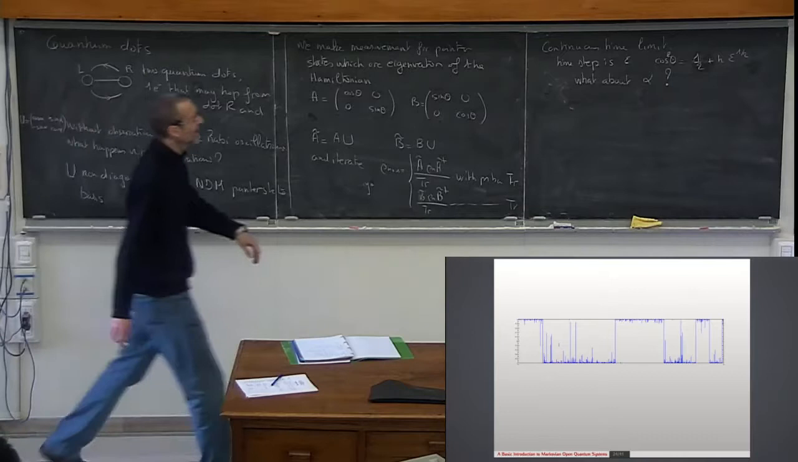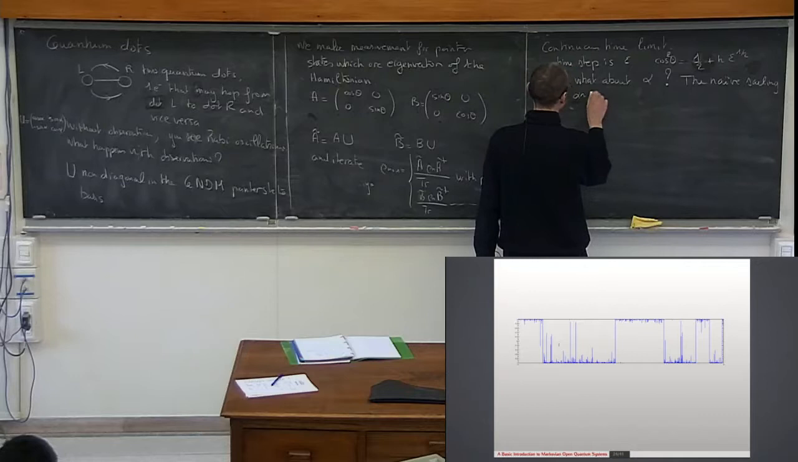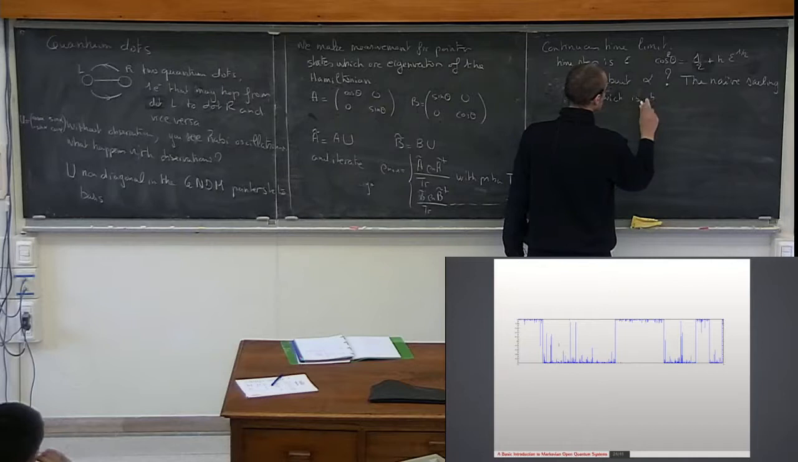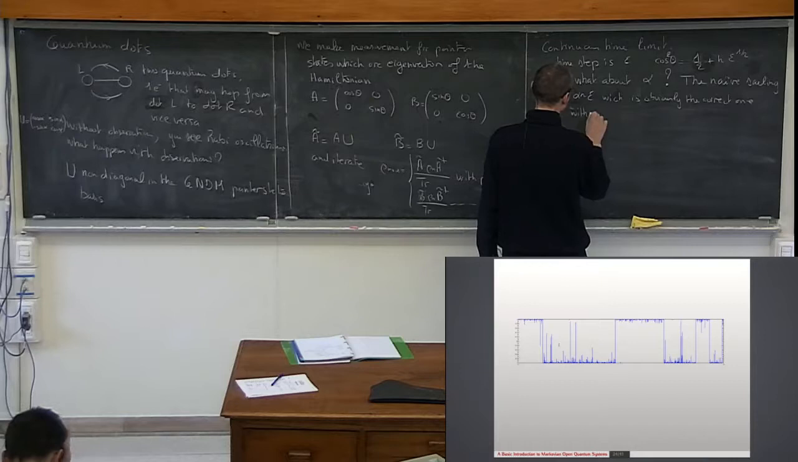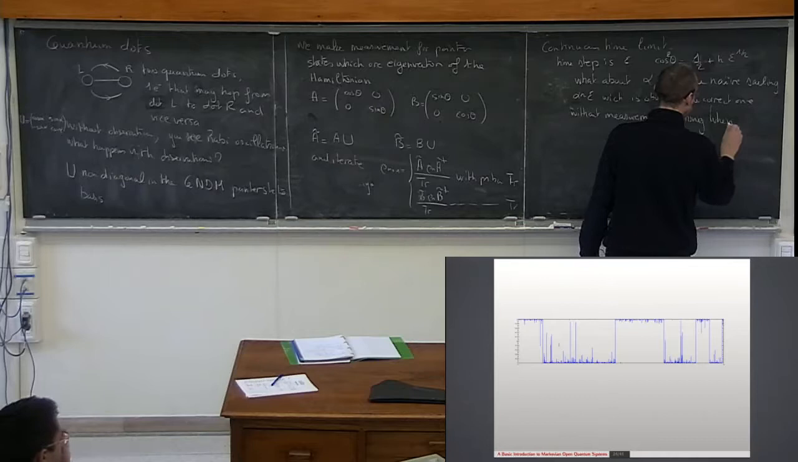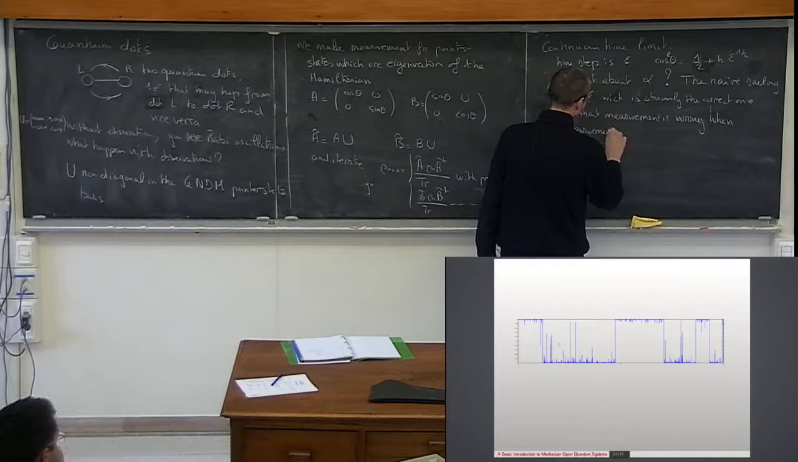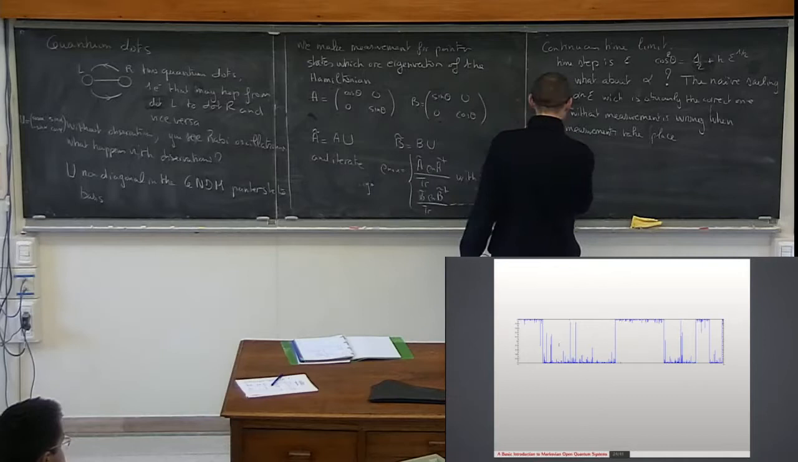This is the naive scaling, alpha of order epsilon. Which works, obviously the correct one without measurement, is wrong when measurements take place. And this is related to the quantum Zeno effect. This leads us to the so-called quantum Zeno effect.